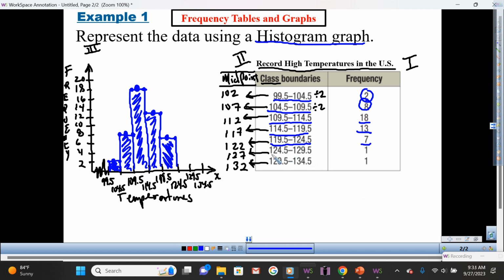And we go to the last two, 124.5, 129.5, and the frequency is 1. So 1, it's about right here and right here. The midpoint is 127. And the last one is also 1.